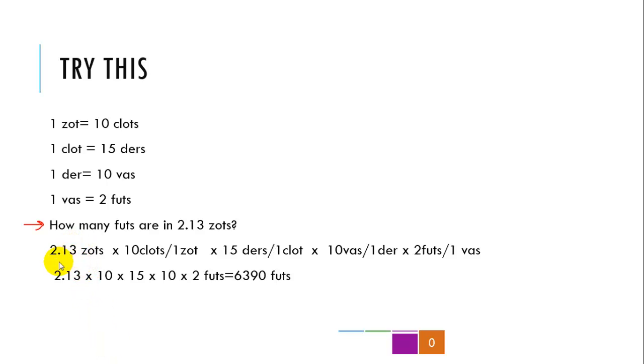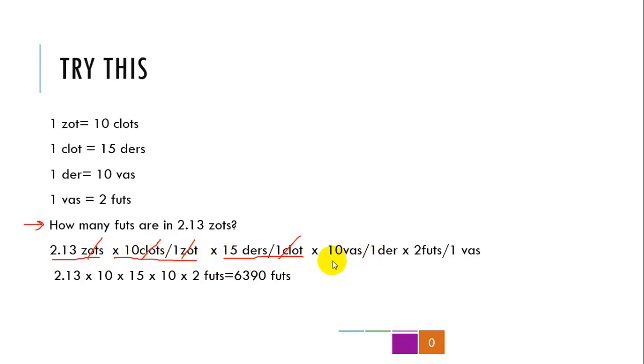So step 1, write down what's given. Step 2, multiply by my first conversion factor. I put Zot on the bottom to cancel it out. And I know 1 Zot is 10 clots, so I put 10 clots on there. Now I don't want my answer in clots, I want it in Futs. So now I've got to cancel out clots. So here's my second conversion factor. Clots is on the bottom, so it cancels out.